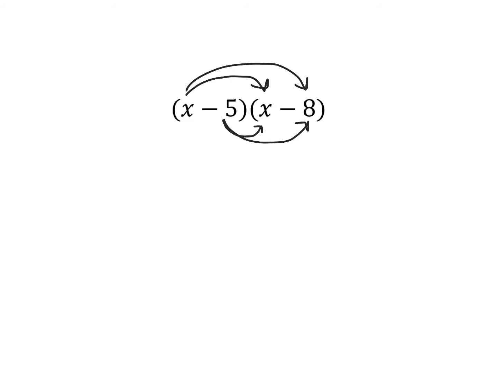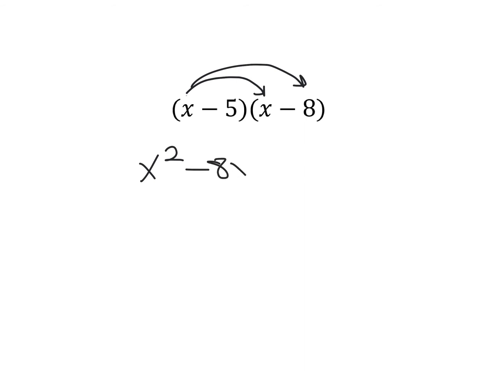So let's start this off. When I did the first one, here, let me go ahead and erase these for a moment. All right. I'm going to do x times x and x times -8. So x times x is x squared. X times -8 is -8x. Then what I'm going to do is I'm going to take the -5 here, and I'm going to multiply it times each of the terms. So -5 times x is -5x, and -5 times -8 is +40.